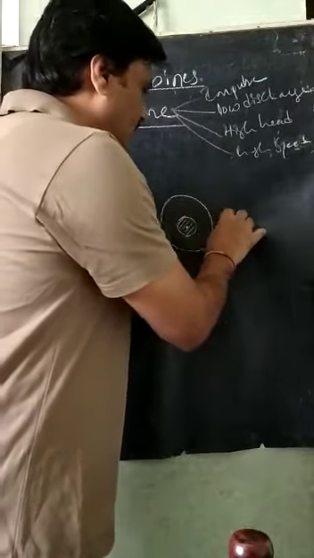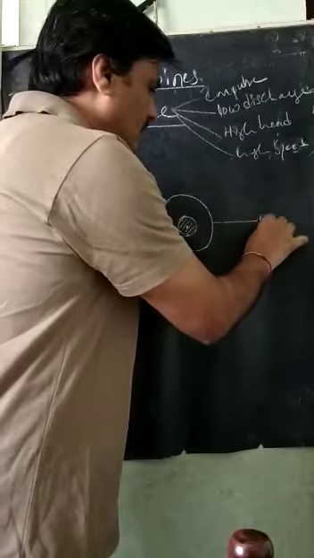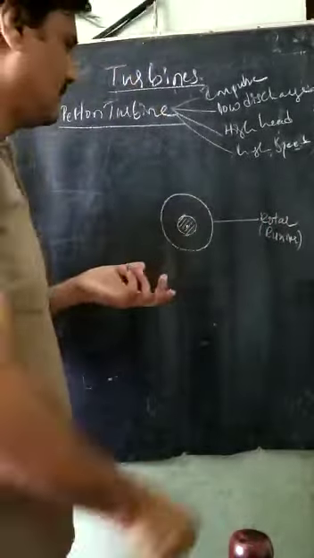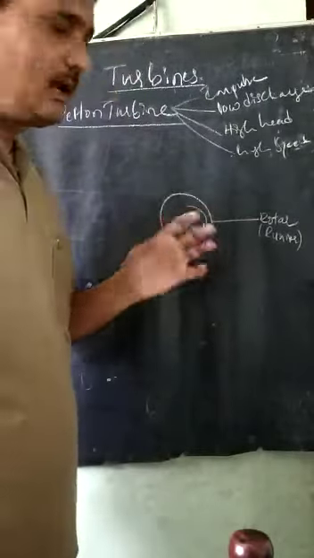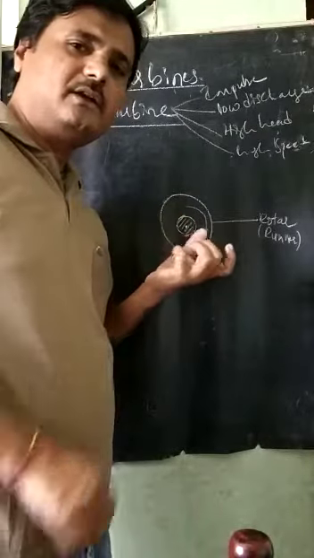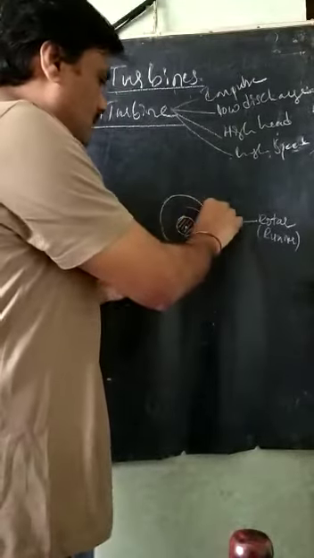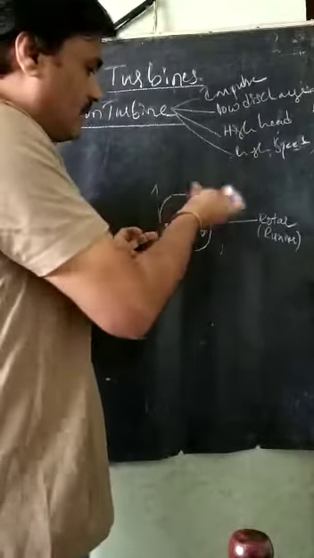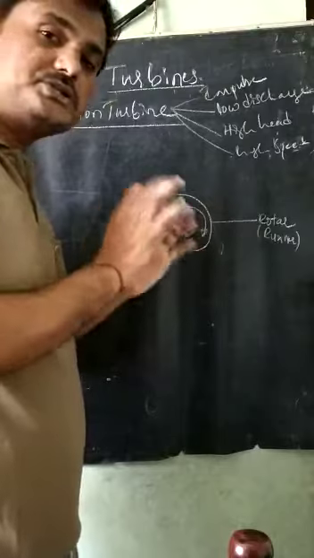It is called the rotor, or the runner, because it rotates in a circular manner. It has bearings, so it is free to rotate. If I apply a tangential force like this, it will start rotating freely because it is mounted on the bearing, and the bearing is mounted on the shaft.